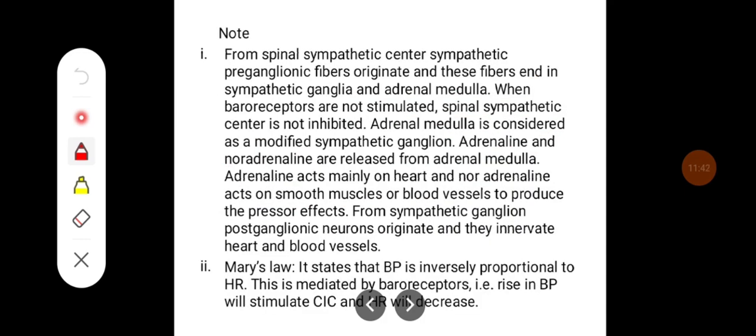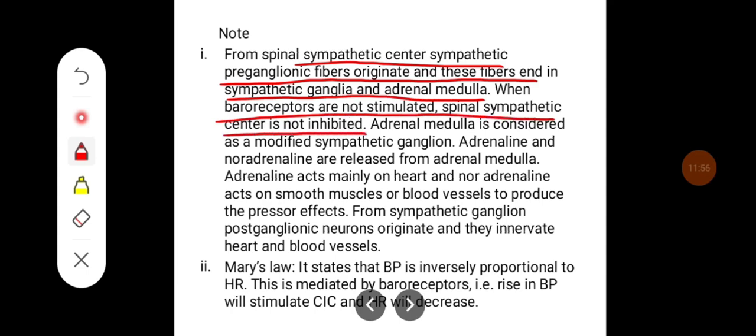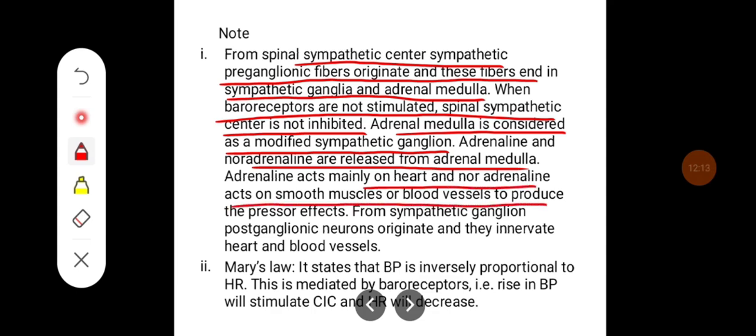Note that from the spinal sympathetic center, sympathetic preganglionic fibers originate, and these fibers end in sympathetic ganglia and adrenal medulla. When baroreceptors are not stimulated, the spinal sympathetic center is not inhibited. Adrenal medulla is considered a modified sympathetic ganglion. Adrenaline and noradrenaline are released from the adrenal medulla. Adrenaline acts mainly on the heart, and noradrenaline acts on smooth muscles of blood vessels to produce pressor effects. From the sympathetic ganglion, postganglionic neurons originate, and they innervate the heart and blood vessels.